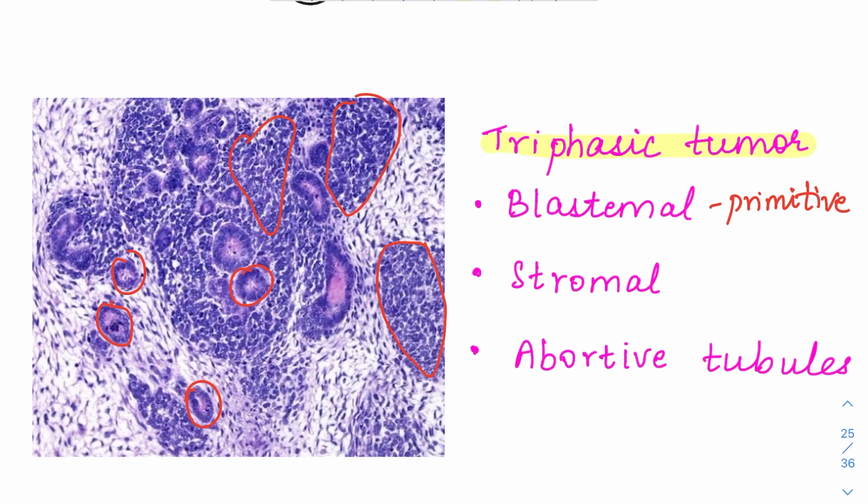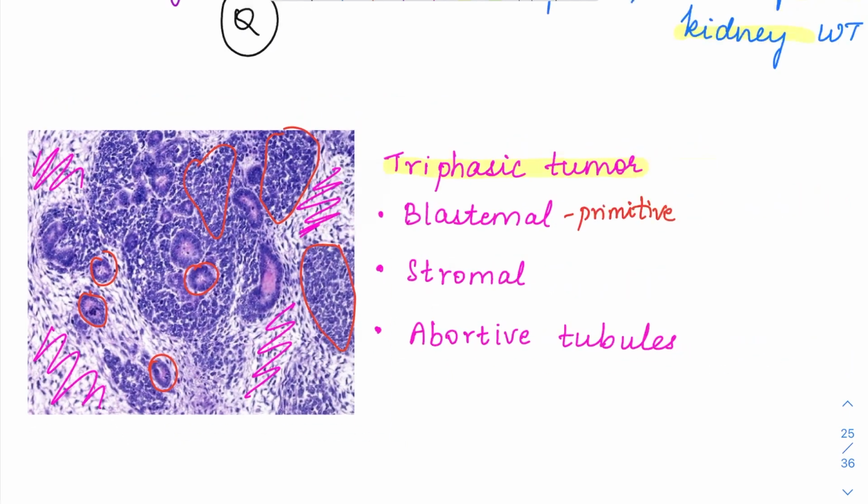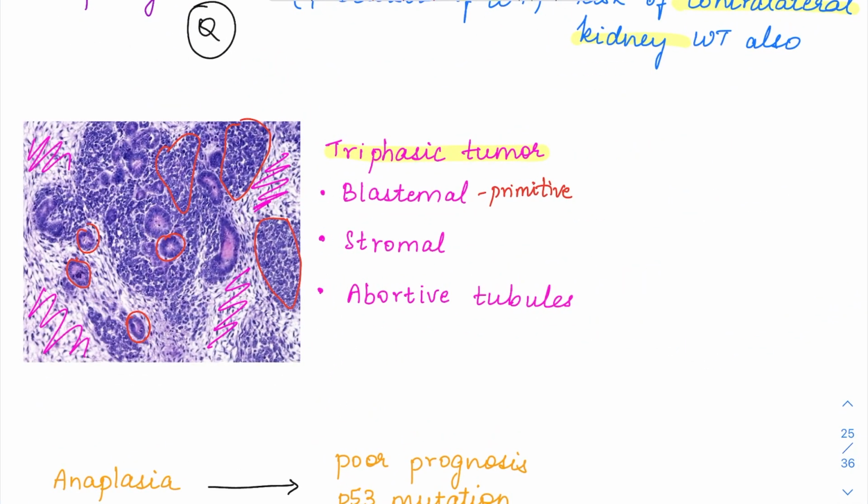Then comes the third component, which is going to be the intervening mesenchymal spindle cell tumor. So these spindle cells which are seen here, no, so that represents the stromal component. So this is the mesenchymal part of the tumor. So the triphasic components will be blastemal, mesenchymal, and epithelial components.